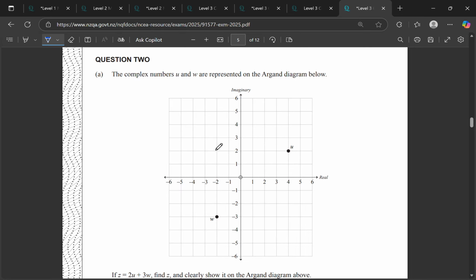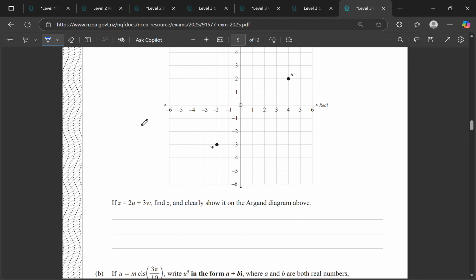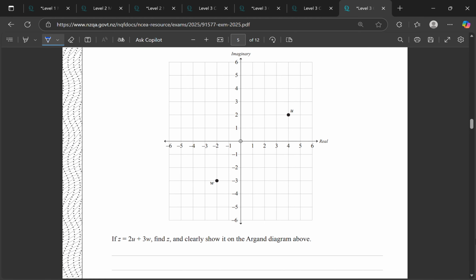Question A says, the complex numbers U and W are represented on the diagram below. If Z equals 2U plus 3W, find Z and clearly show it on the diagram above. So first we have to find what Z is and we have to locate it. First, we have to read U and W.